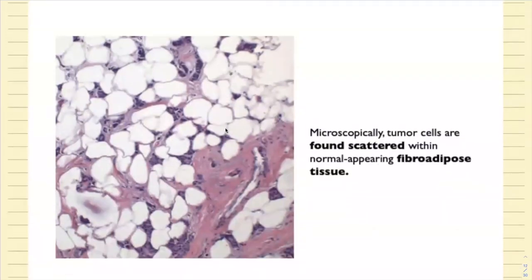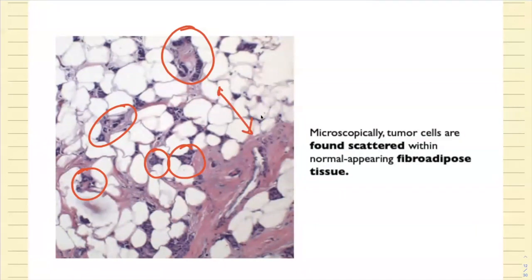But under the microscopy, in between the fat that you see, there are tumor cells in between the fatty region. Yes, everyone is able to appreciate. So microscopically, the tumor cells are found scattered within normal appearing fibroadipose tissue. In between, you have the fat tissue, normal fat, and you have the tumor cells. Okay. So breast carcinoma, why have I showed you? I have showed you because they can have many kinds of presentation.